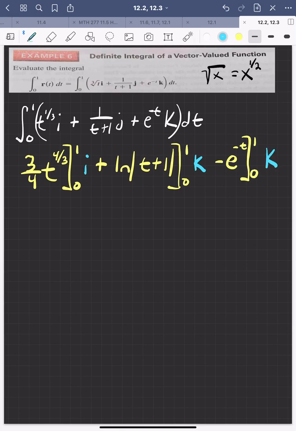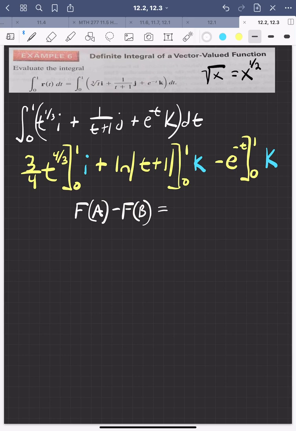Okay, so what's going to happen right now is, the notation that you remember from previous Calc 1 and Calc 2 was, say, f of a minus f of b, right? This is the first fundamental theorem of calculus.